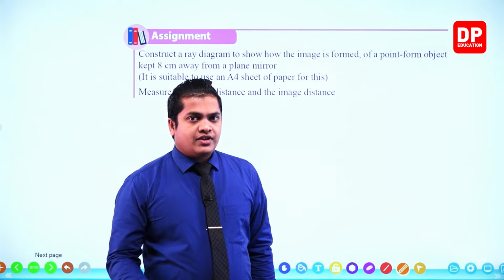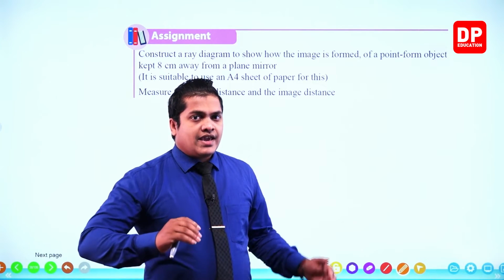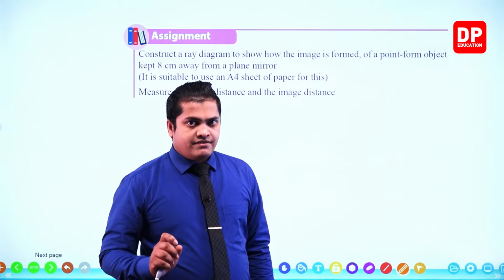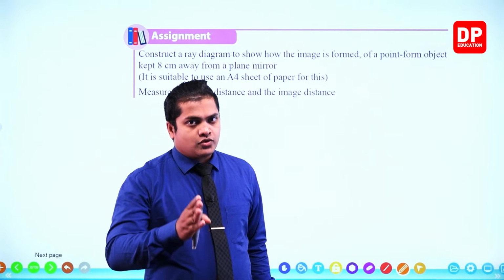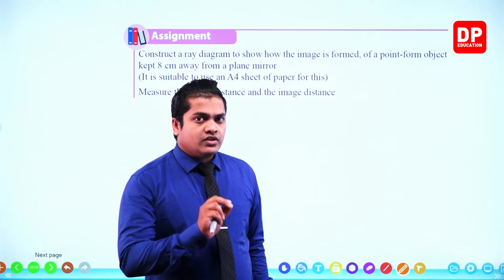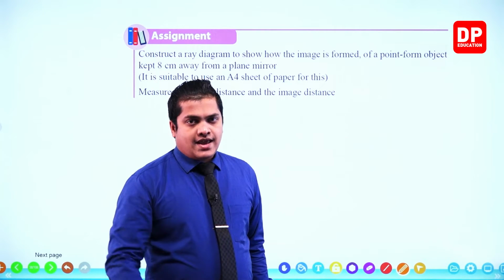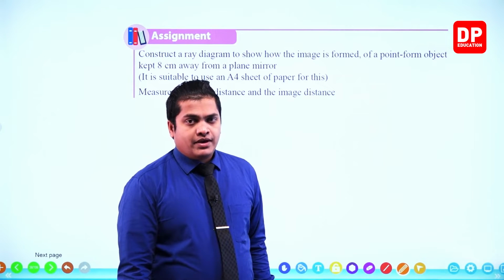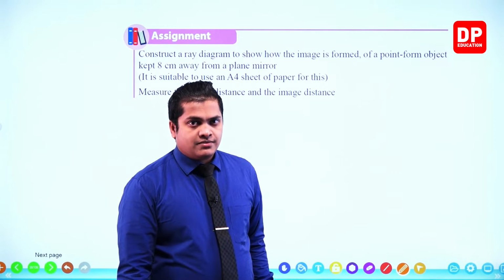Here you have to place the object about 8 centimeters away from the mirror surface. Then, in the same way, draw 2 straight lines. Those are the incident rays. Draw 2 straight lines towards the plane mirror at a certain angle. Then draw the normals, which are the perpendiculars to the mirror surface at the point of incidence.